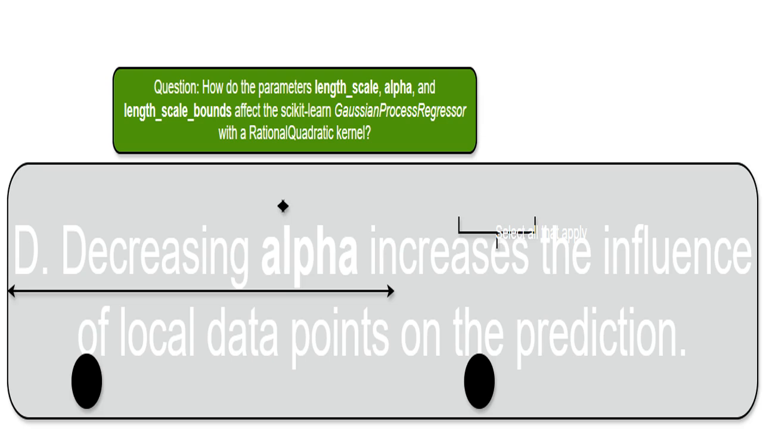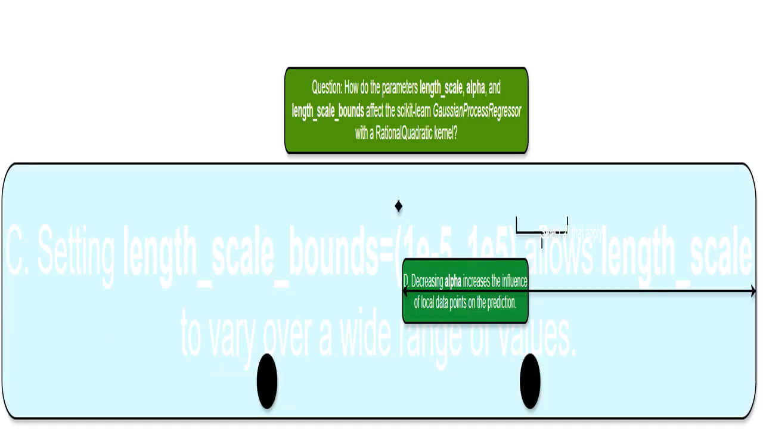As we decrease alpha, the rational quadratic kernel shifts more towards the behavior of a Matern kernel, which tends to give more weight to nearby data points. This means local data will have more of an impact on the model's predictions. Think of it like a spotlight. A smaller alpha focuses the spotlight, highlighting nearby data. This simply indicates that multiple options might be correct in this multiple-choice question.